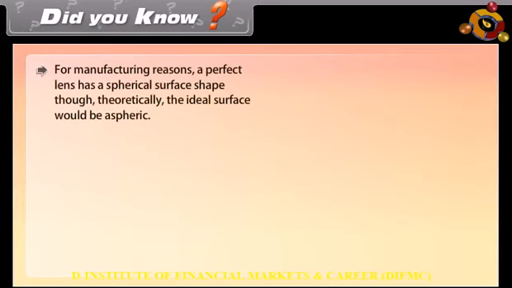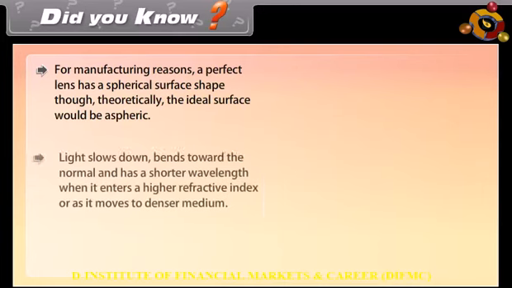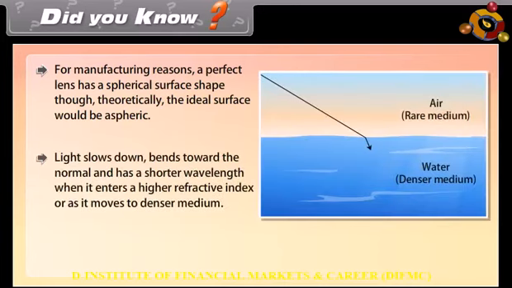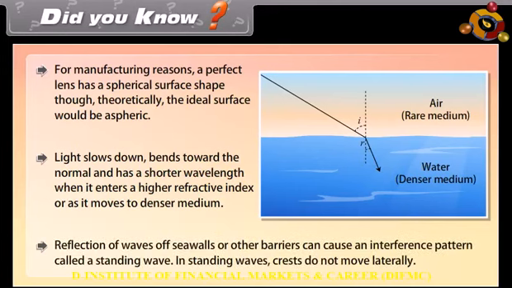Did you know? For manufacturing reasons, a perfect lens has a spherical surface shape, though theoretically, the ideal surface should be aspherical. Light slows down, bends towards the normal, and has a shorter wavelength when it enters a higher refractive index medium or as it moves to a denser medium. Reflection of waves off sea walls or other barriers can cause an interference pattern called a standing wave. In standing waves, crests do not move laterally.